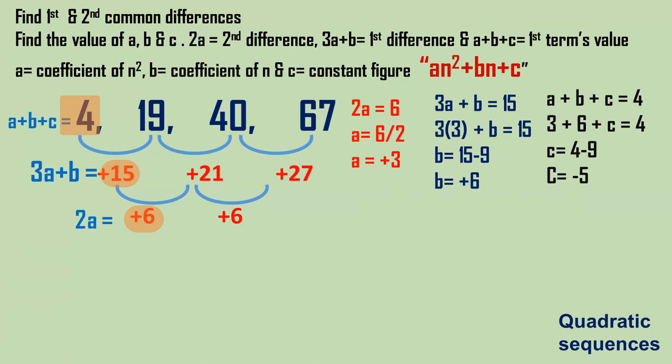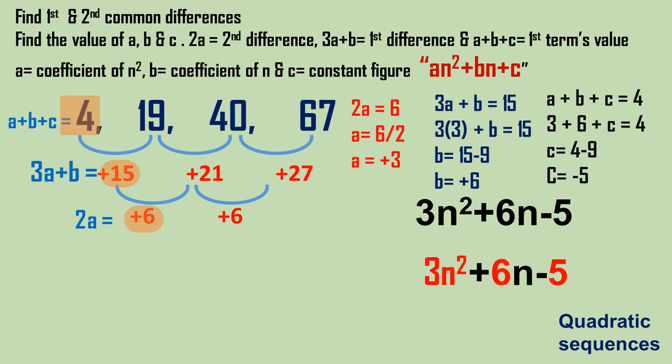In the same way, a plus b plus c is equal to 4. If we substitute this value and subtract to the other side, that will produce c is equal to minus 5. Here, we got these values, and we're going to substitute them in the given formula, an squared plus bn plus c. So that is producing 3n squared plus 6n minus 5. So that will be in a further refined state, that is 3n squared plus 6n minus 5.